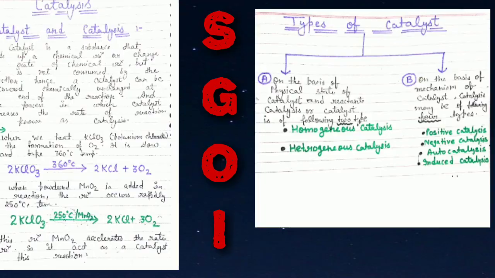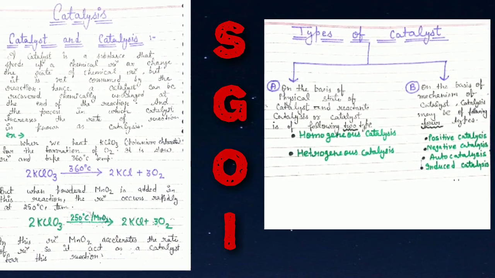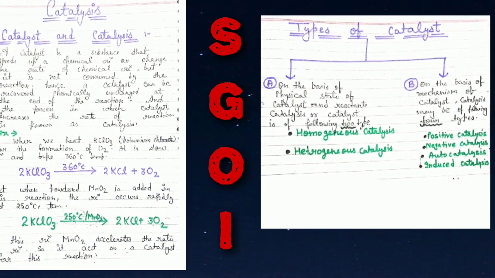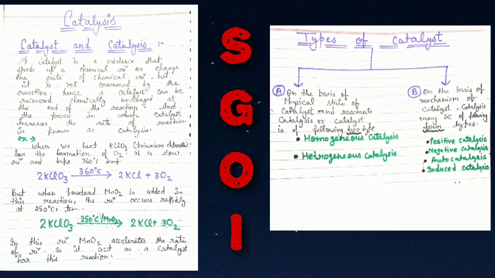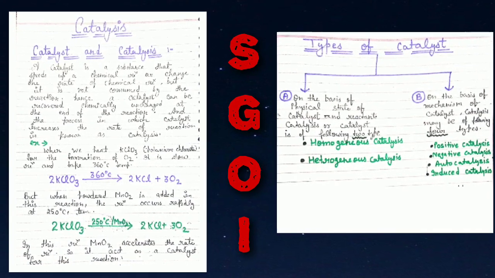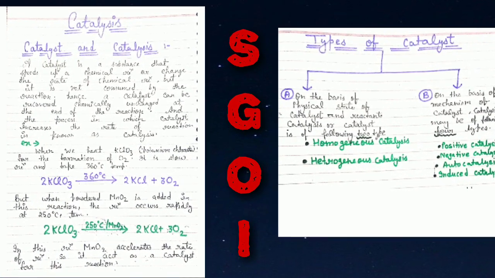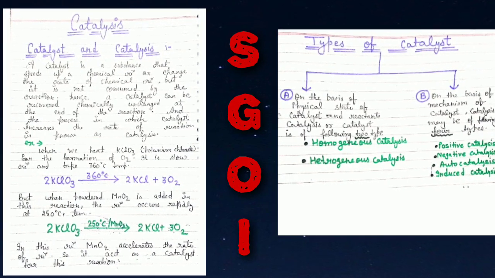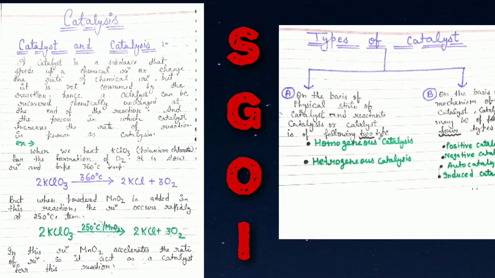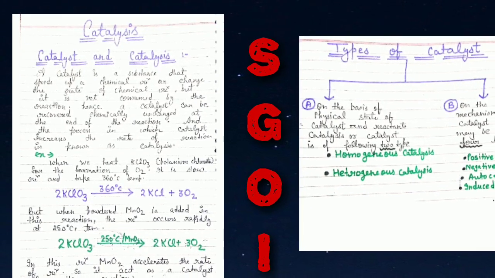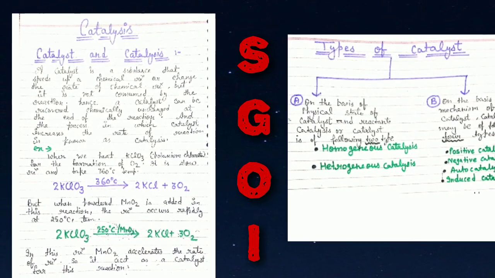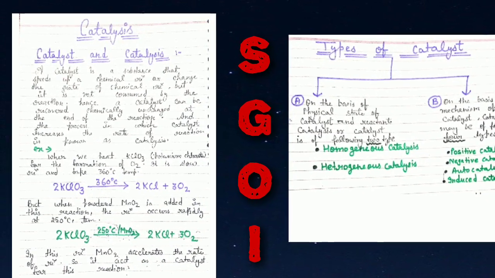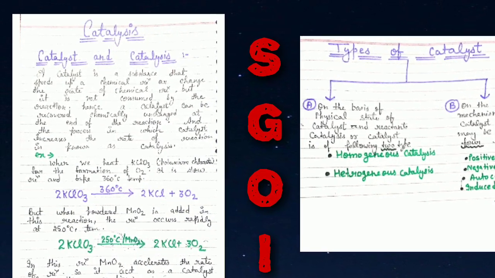So when the reactant and catalyst are in different phases, when phase is equal to 2 or more than 2, then the catalyst is known as a heterogeneous catalyst and the process is known as heterogeneous catalysis. Now we move to the second type of classification, which is based on the working process of the catalyst. Number one is positive catalyst. Positive catalysts are those catalysts which increase the rate of reaction.